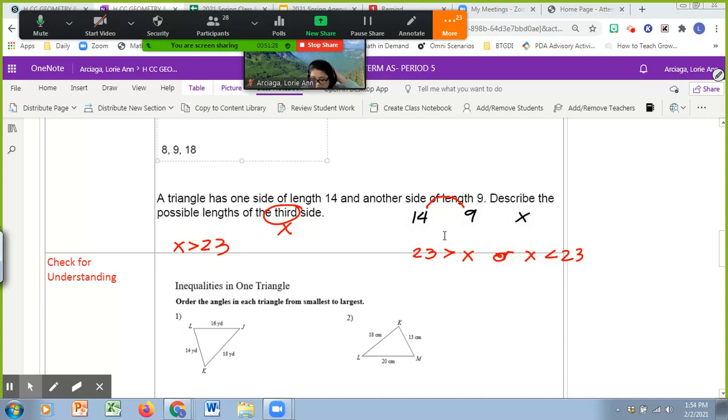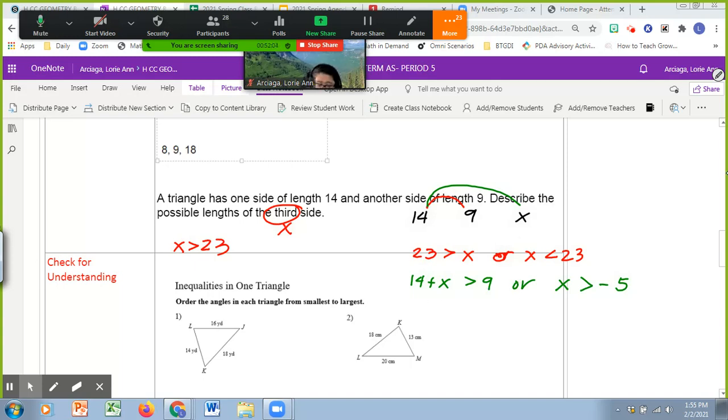We're going to make another rainbow. If I add these two, it means 14 plus x has to be greater than 9. So what does that mean? What is x greater than? Because remember, you add any two, it has to be greater than the other side. So you take away 9 minus 14, what do you get? Negative 5, right? 9 minus 14 is negative 5.